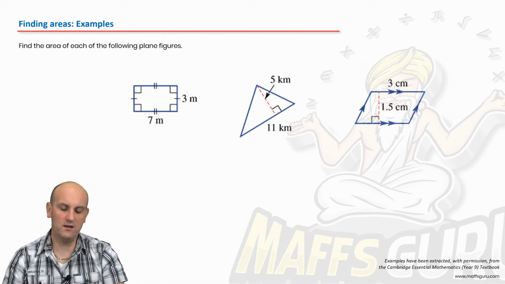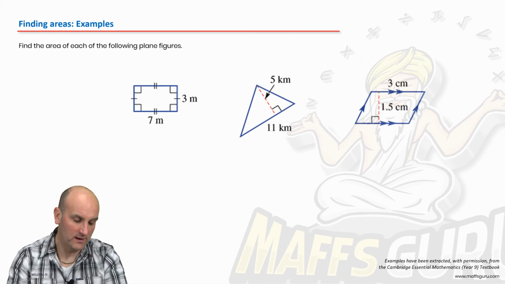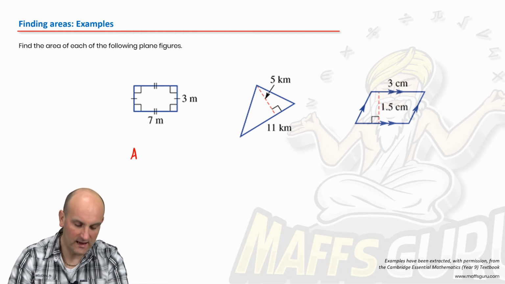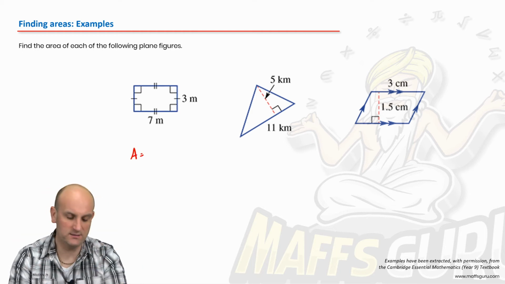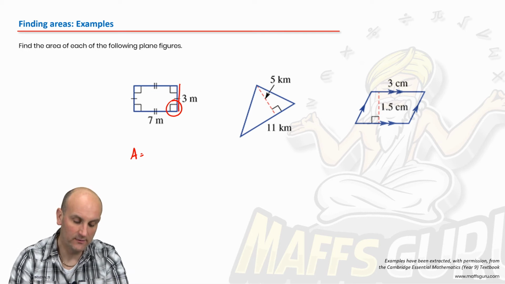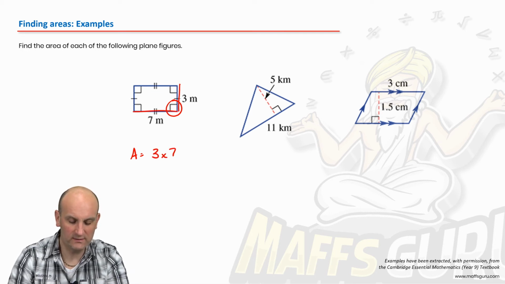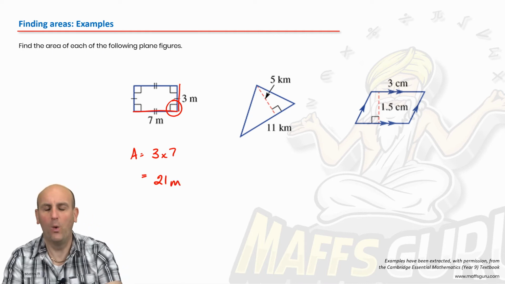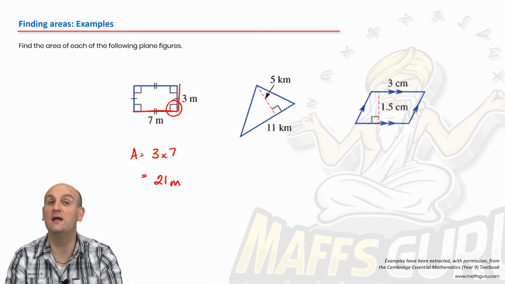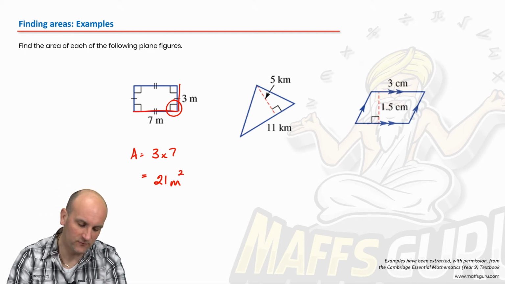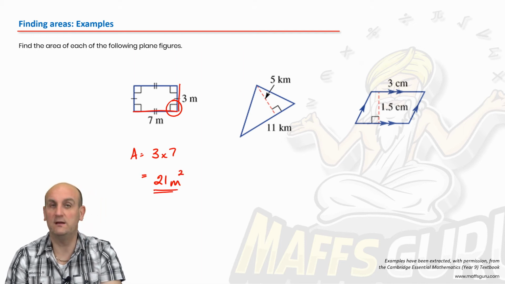What are the shapes? Well, these are the easy ones. Let's do some examples. Find the area of the following. Well, we know the area of that one is base times height, or just look for the right angle and the two sides. So that becomes 3 times 7, which gives me 21 meters. Correct? No, not correct, because we've got to have the floaty 2. Yes, remember the floaty 2 to show that we're working out an area.